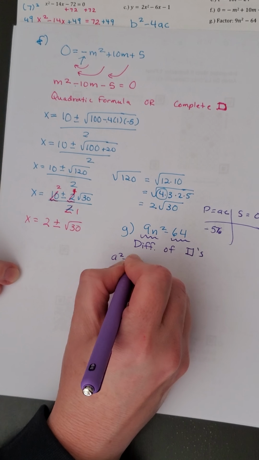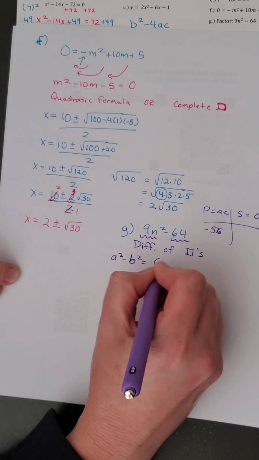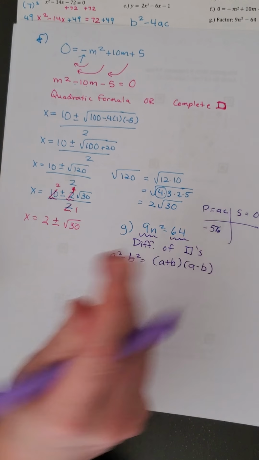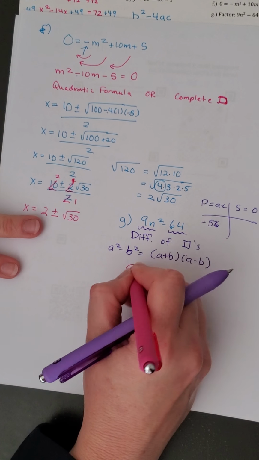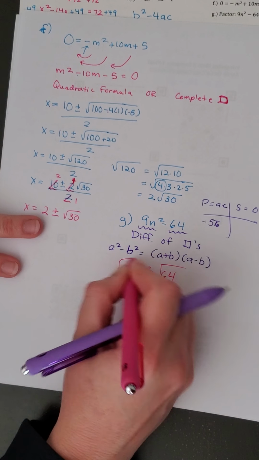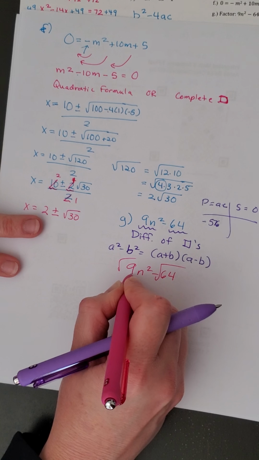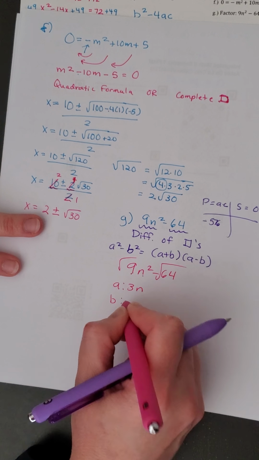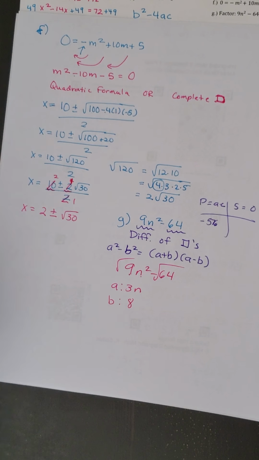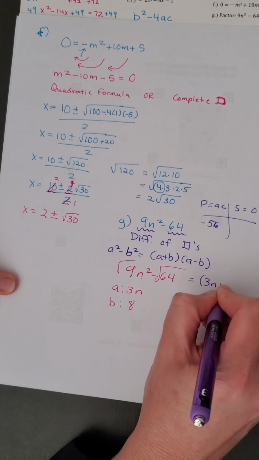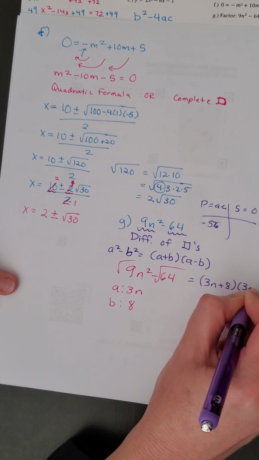A squared minus b squared always factors as a plus b times a minus b. So we're going to go ahead and identify a and b. So to identify a and b, we square root both of these. The square root of this, a, right, the square root of 9n squared is 3n, and the square root of 64 is 8. And so this is going to factor as 3n plus 8, 3n minus 8.